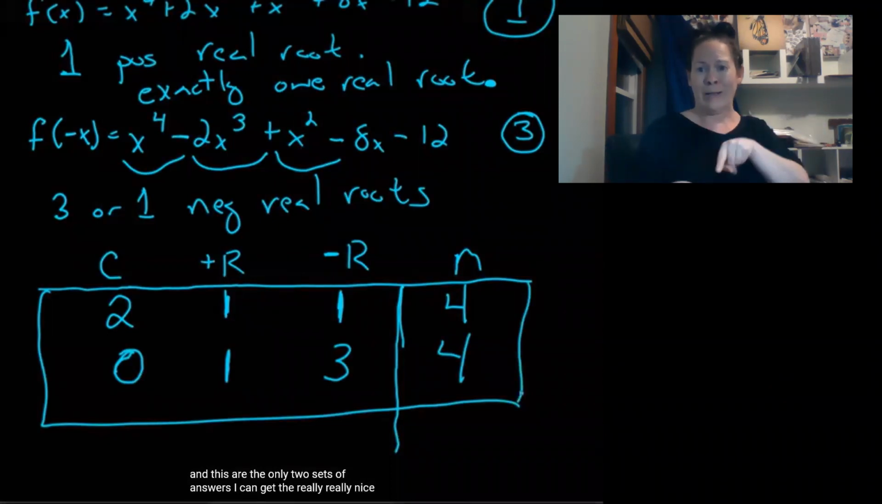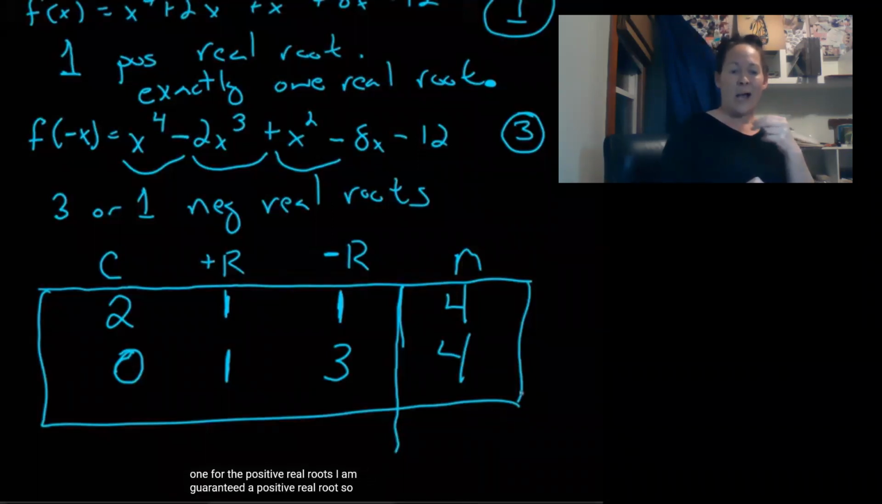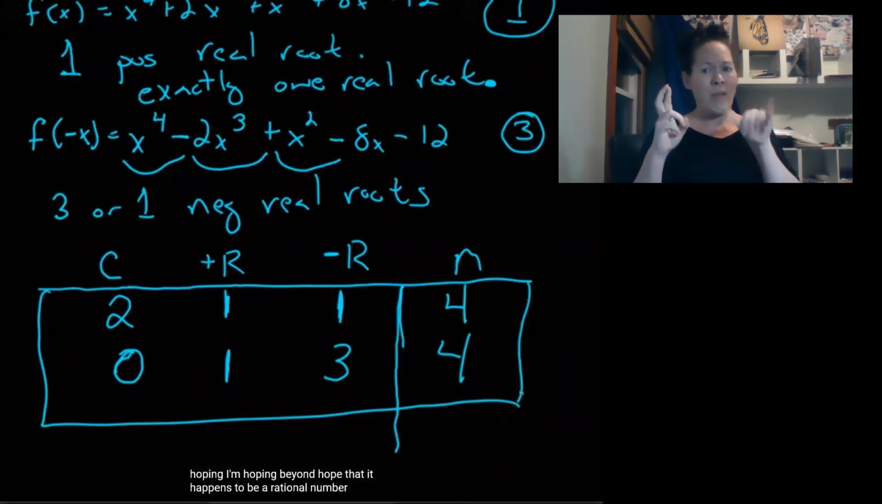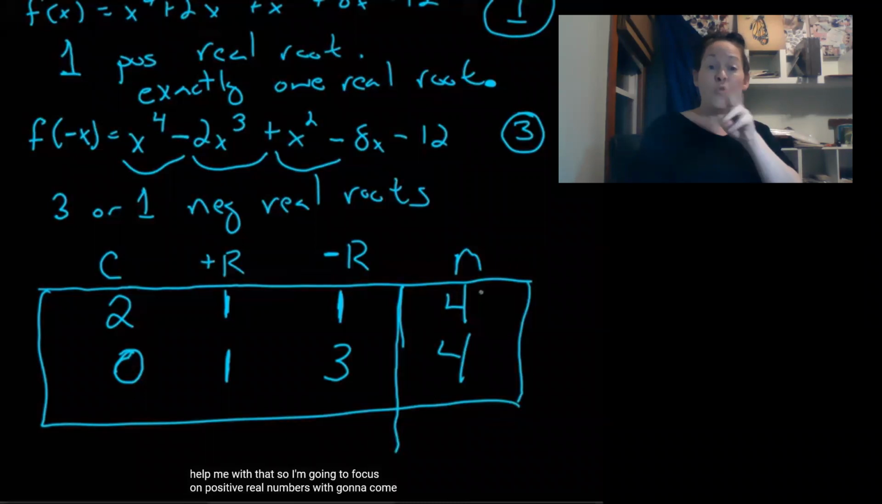The really, really nice thing about this is because I got 1 for Descartes' rule of signs, because I got 1 for the positive real roots, I am guaranteed a positive real root. So I'm hoping beyond hope that it happens to be a rational number. But if not, the intermediate value theorem can help me with that.